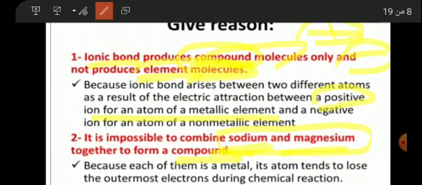Why? Because each one of them is a metal. Sodium is a metal, its outermost energy level contains 1 electron. And magnesium, its outermost energy level has 2 electrons. So atoms with 1, 2 or 3 electrons, we call them metals. Both of them are metals. Its atom tends to lose the outermost electrons during the chemical reaction. It's difficult to form a compound of sodium and magnesium because they are similar.